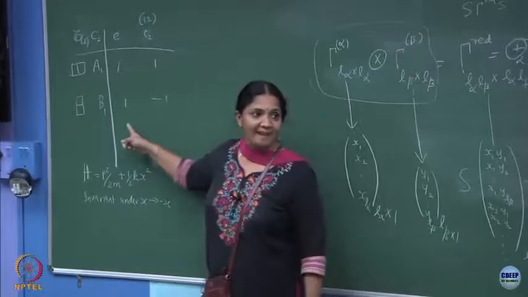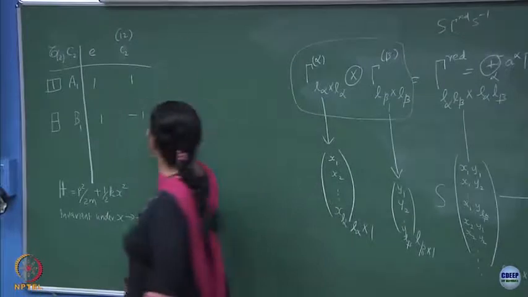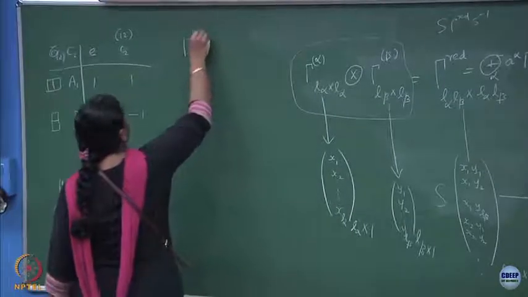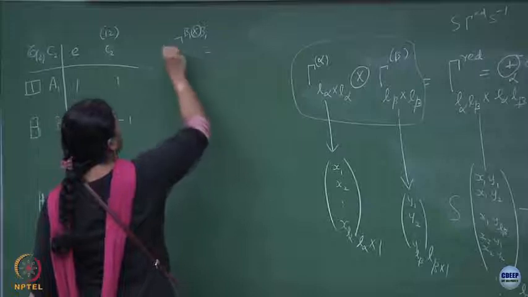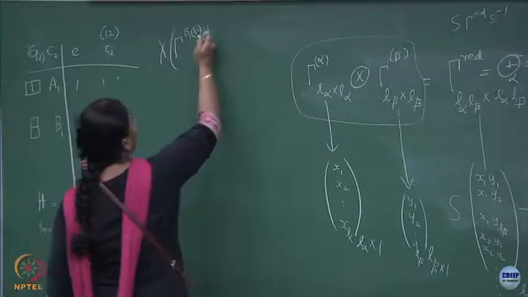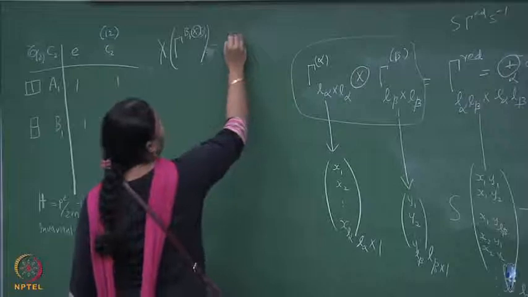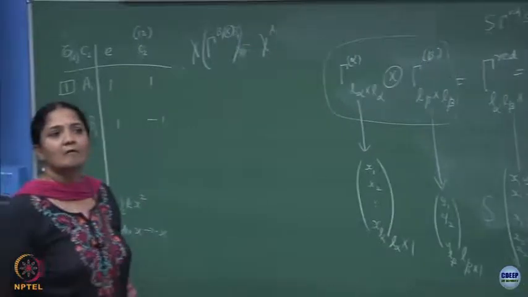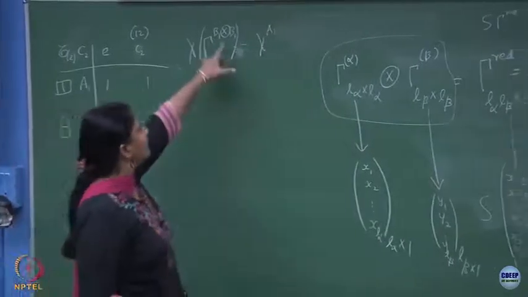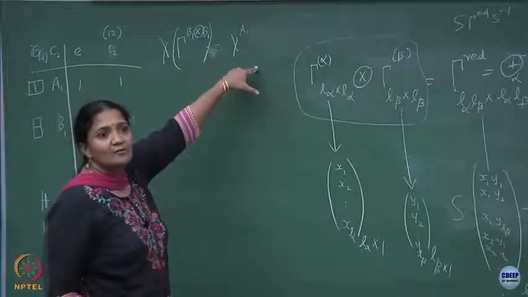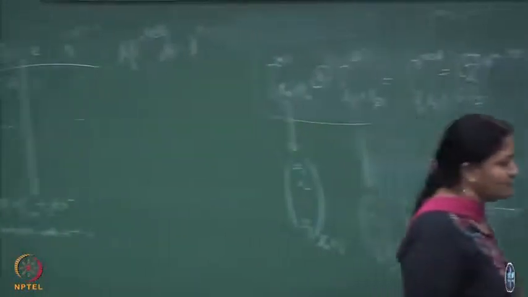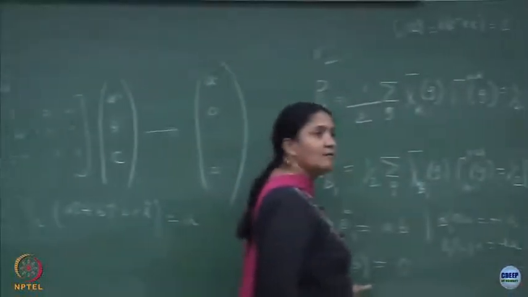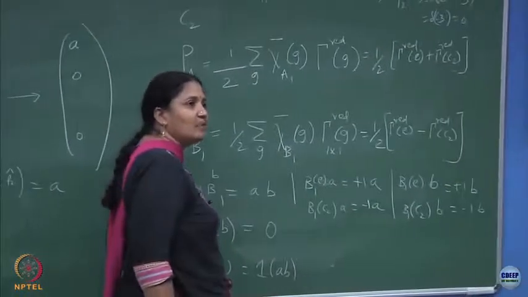Or equivalently, what I am saying is, if I take B1 times B1, the characters are also going to be multiplicative, right. What is the character of B1 times B1? Okay. So, I am just trying to see from this that B1 times B1 is A1. So, you cannot get a projection of AB on the B1 representation, but you can get it on the A1 representation.